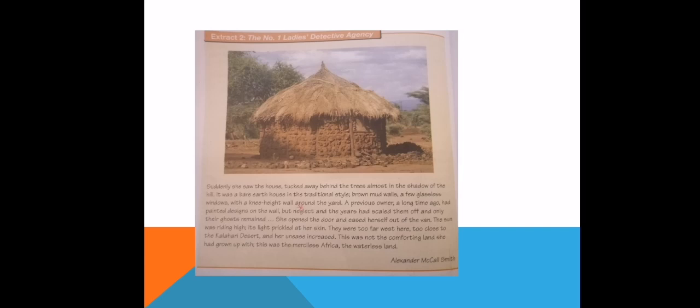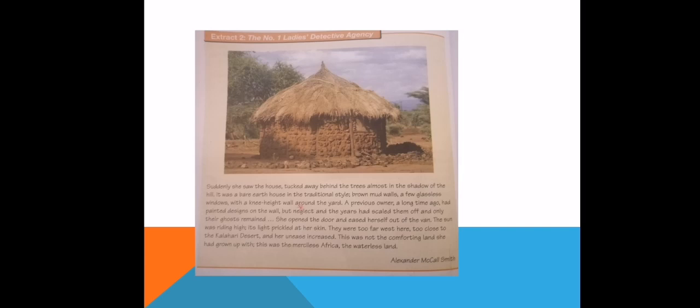So, suddenly she saw the house, tucked away behind the trees, almost in the shadow of the hill. It was a bare earth house in the traditional style: brown mud walls, a few glassless windows, with a knee-height wall all around the yard. A previous owner a long time ago had painted designs on the walls, but neglect in the years had scaled them off, and only their ghosts remain.